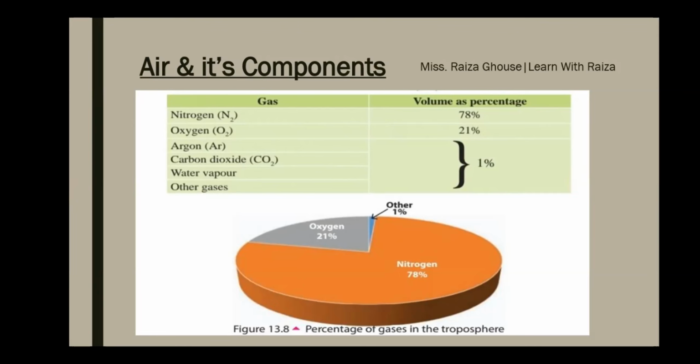When we come to argon, it can be considered the third most common atmospheric gas. Argon is a noble gas. When you take the periodic table, you will see it in the noble gas group, which means it is an inert gas. You will learn these things when you go to grades 10 and 11. Argon doesn't react with any other elements, so argon doesn't have any chemical reactions.